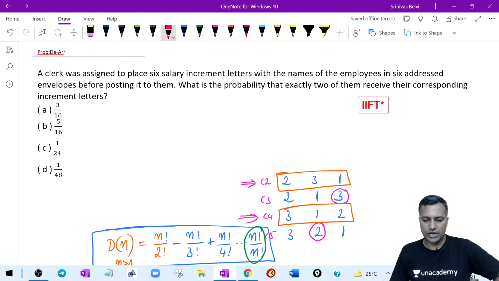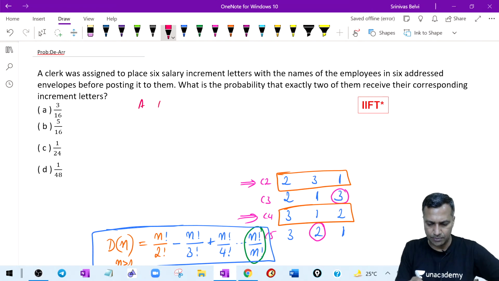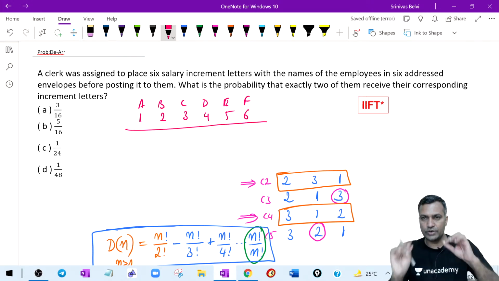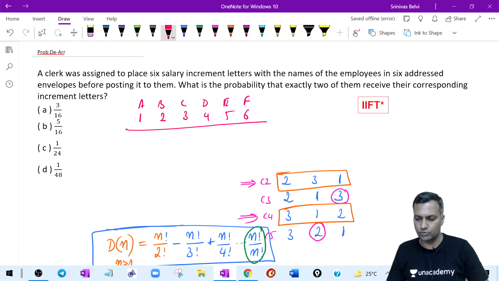A clerk was assigned to place 6 salary increment letters. So as usual, we'll say that A, B, C, D, E, F are the names of the employees. Say letter 1 should go here, call it letter 1. 1, 2, 3, 4, 5, 6. These are the 6 increment letters. This is how it has to be placed. This is what the clerk was supposed to do.